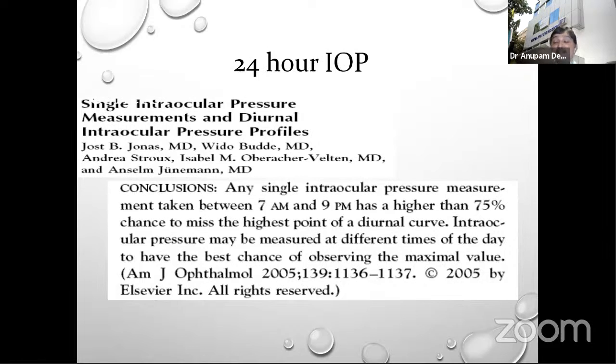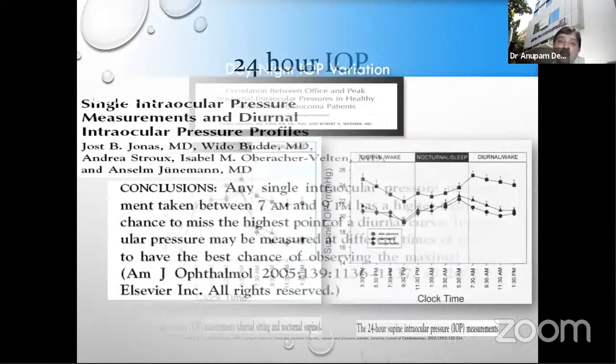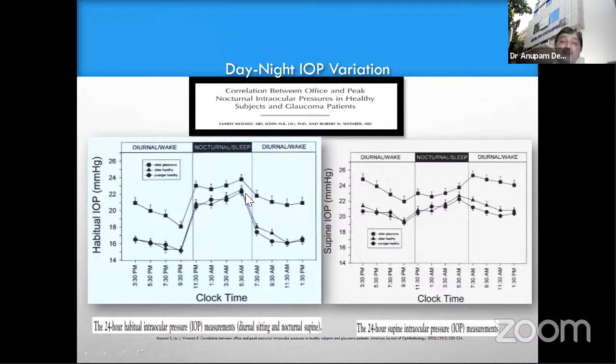So this is the office time. Most of the time we are probably missing that higher diurnal curve. If we take pressures at different times of the day, we'll probably get that high. There are more chances of getting the maximal value of the pressure. So this is the diurnal variation you are seeing. This is a glaucoma patient, and this is a normal patient. This is the daytime pressure, this is the nighttime pressure, and you can see this diurnal variation. This is in sitting position, and this is in supine position. So even while you are sitting or supine, your pressures are going to go a little bit higher.